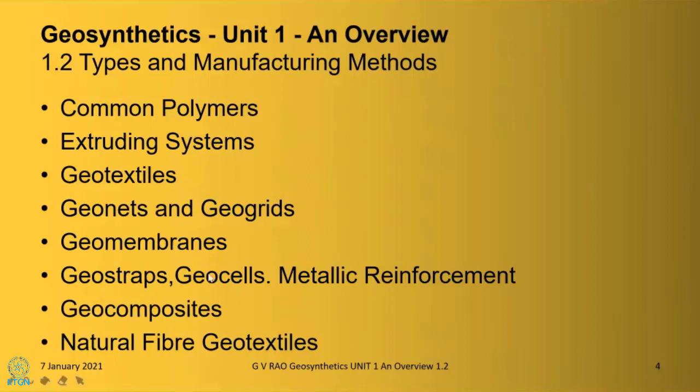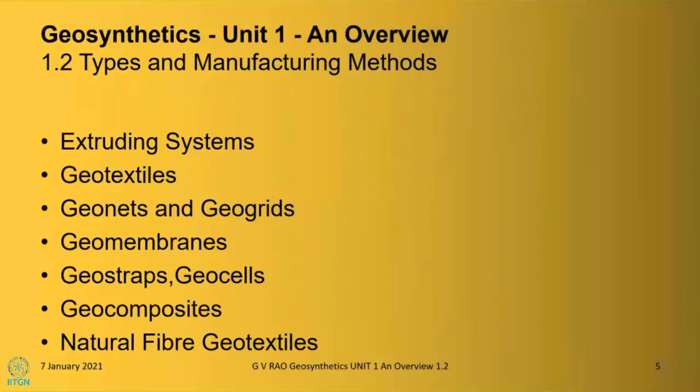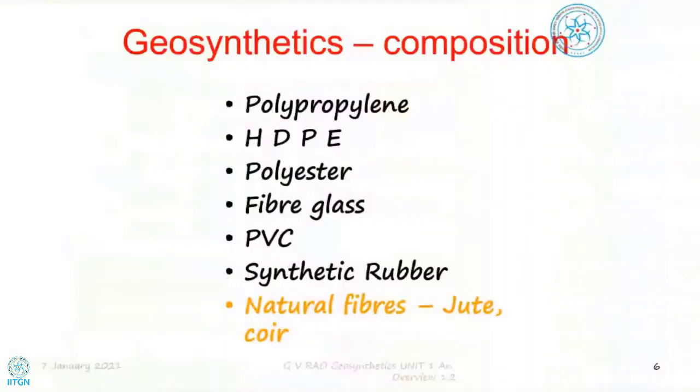So what we are going to look at is each one of them, how they are made and what is the advantage of that, or what is the difficulty with this. I think today we will start with polymers only. What are the common polymers? That is what we are going to do. We are going to look at the polymers used to manufacture the materials. The polymers which are used are polypropylene, high density polyethylene, HDPE.